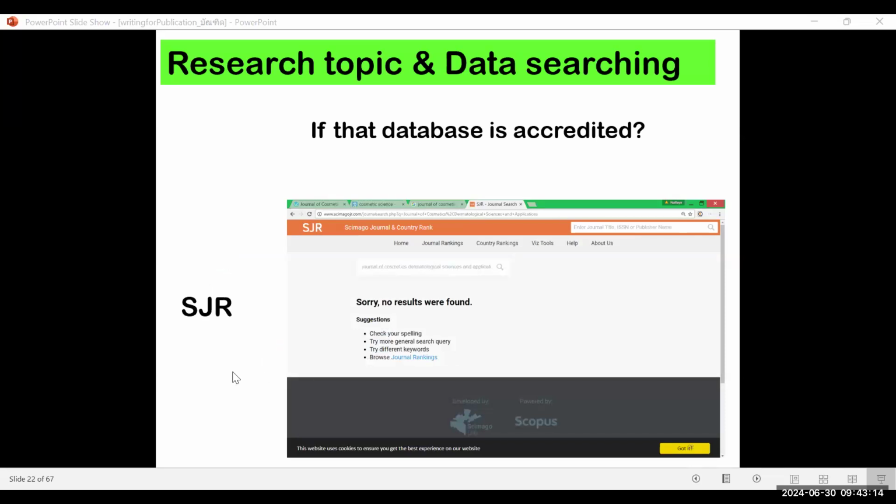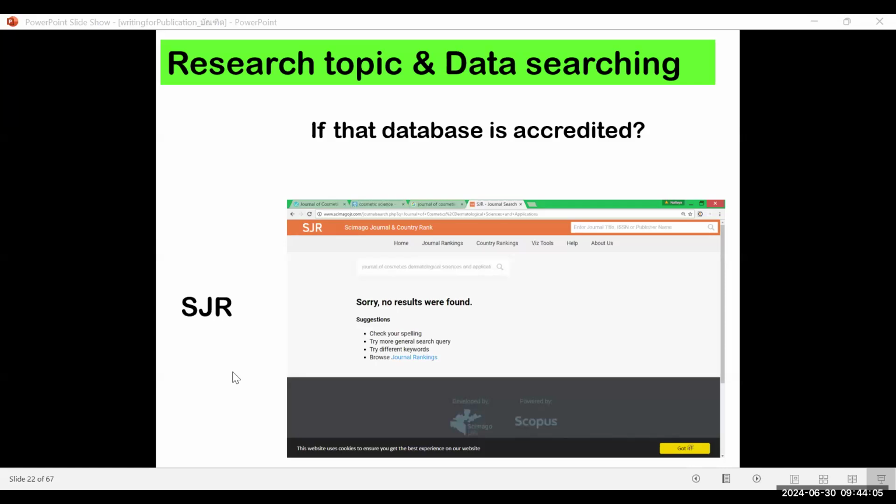But nowadays we have a lot of journals. Can we trust them? Can we believe this is okay or accredited? You can use tools like the SJR tool or SCImago to help you check whether new journal titles are ones you can rely on or not. For example, I used one new cosmetics title named Journal of Cosmetic Dermatological Science and Applications. I searched on the SCImago or SJR website.